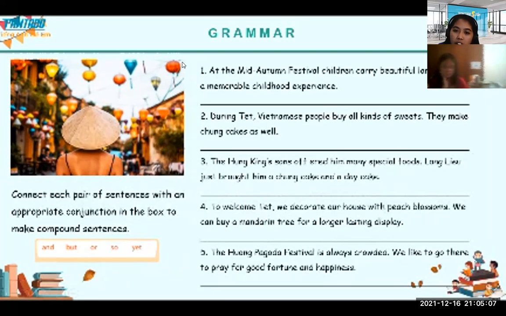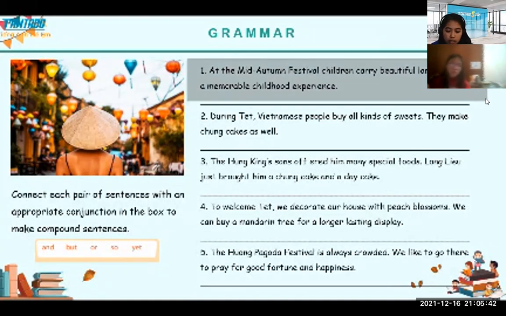Now in our grammar, you're going to connect each pair of sentences with an appropriate conjunction in the box to make compound sentences. You can use these words to connect the two sentences. We have and, but, or, so, and yet. For number one, can you please read number one first?